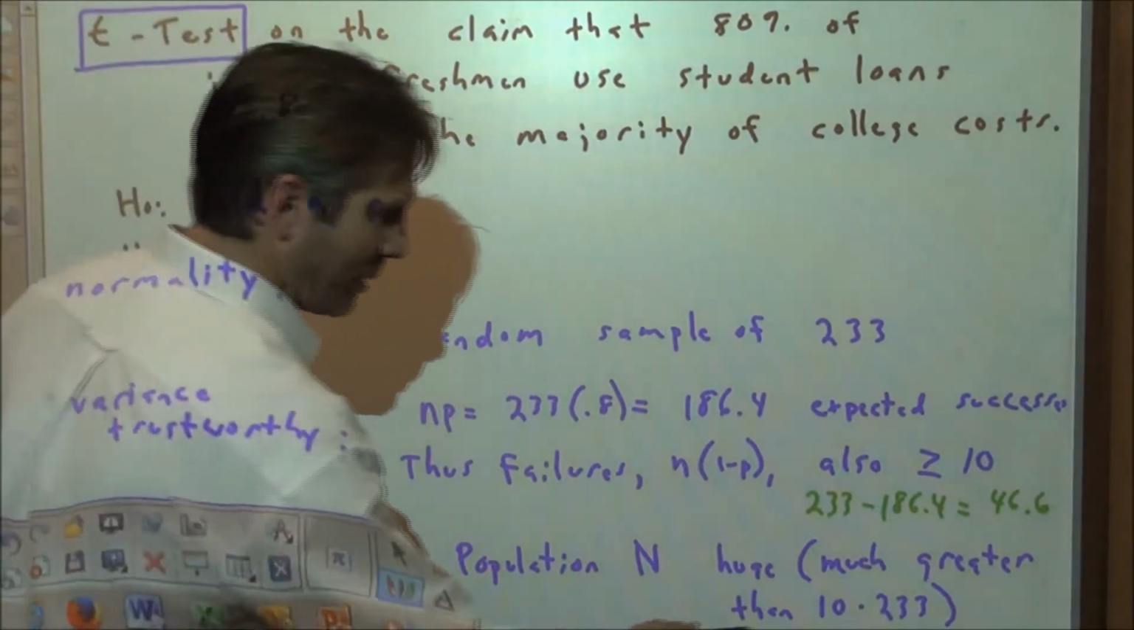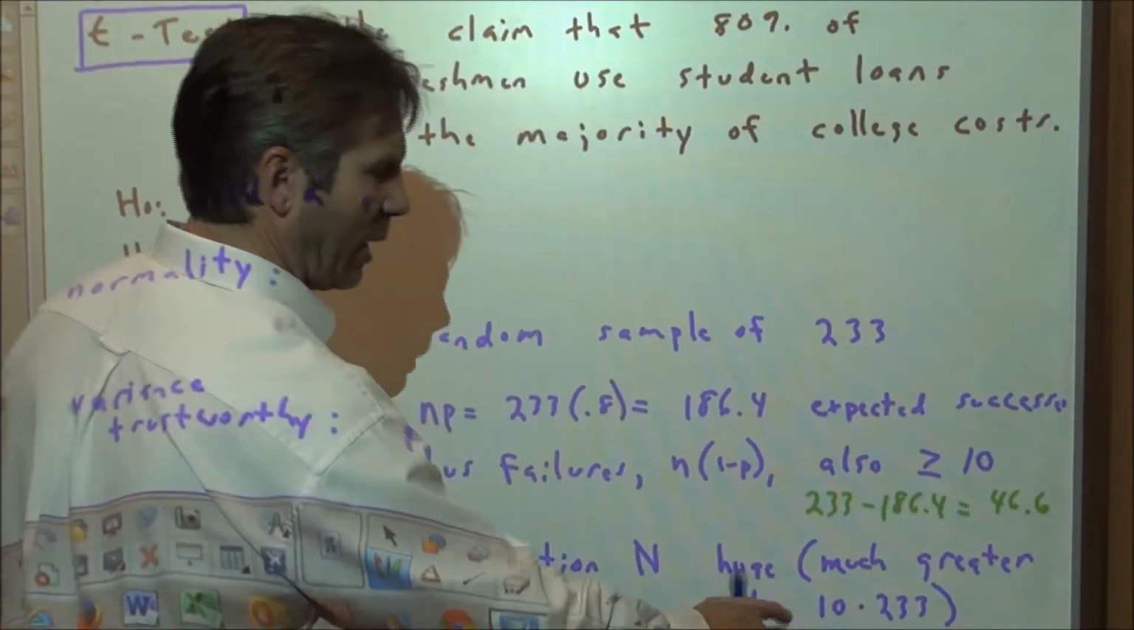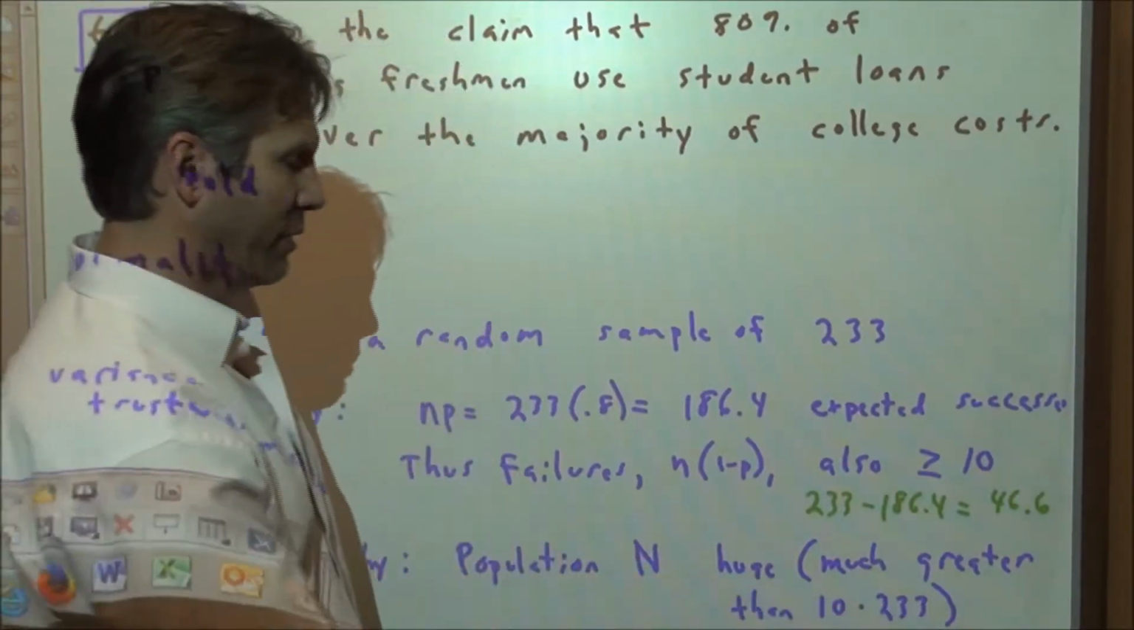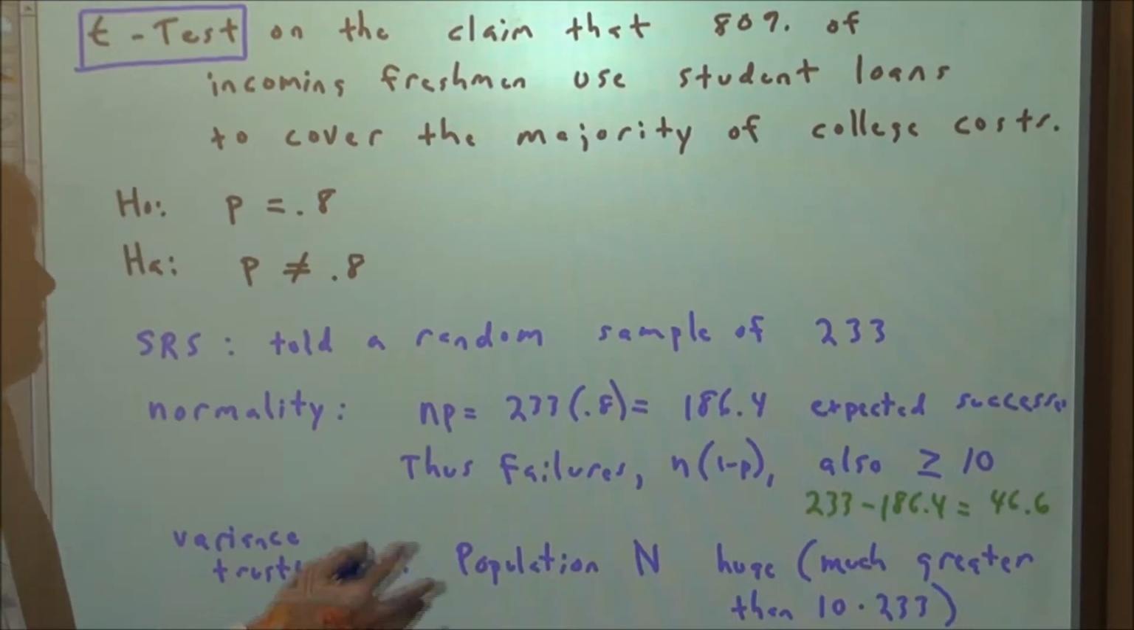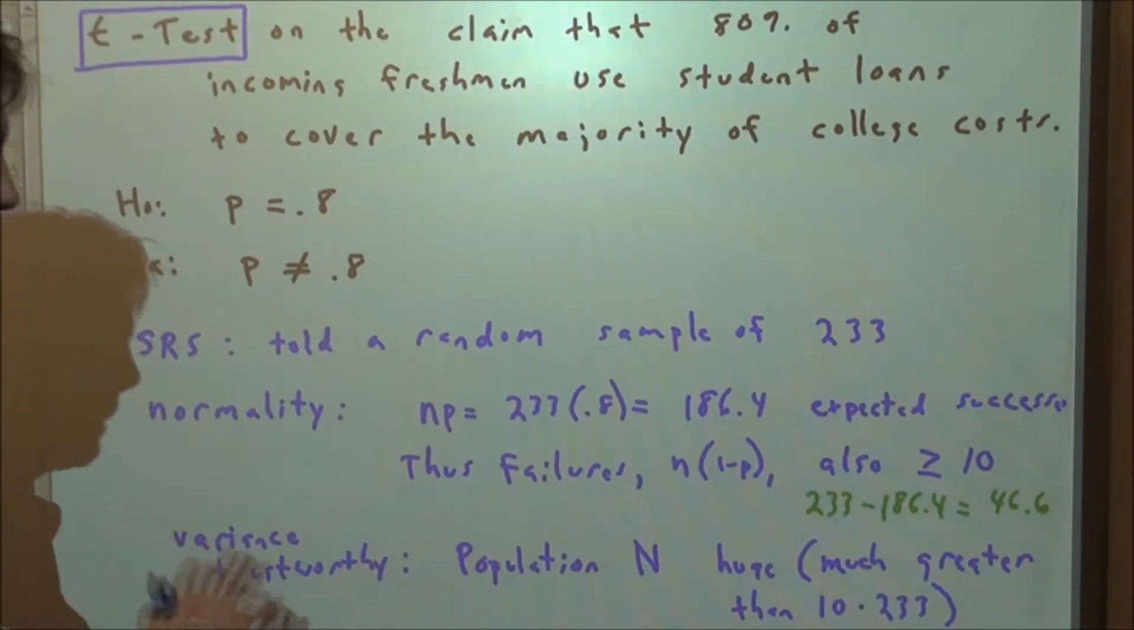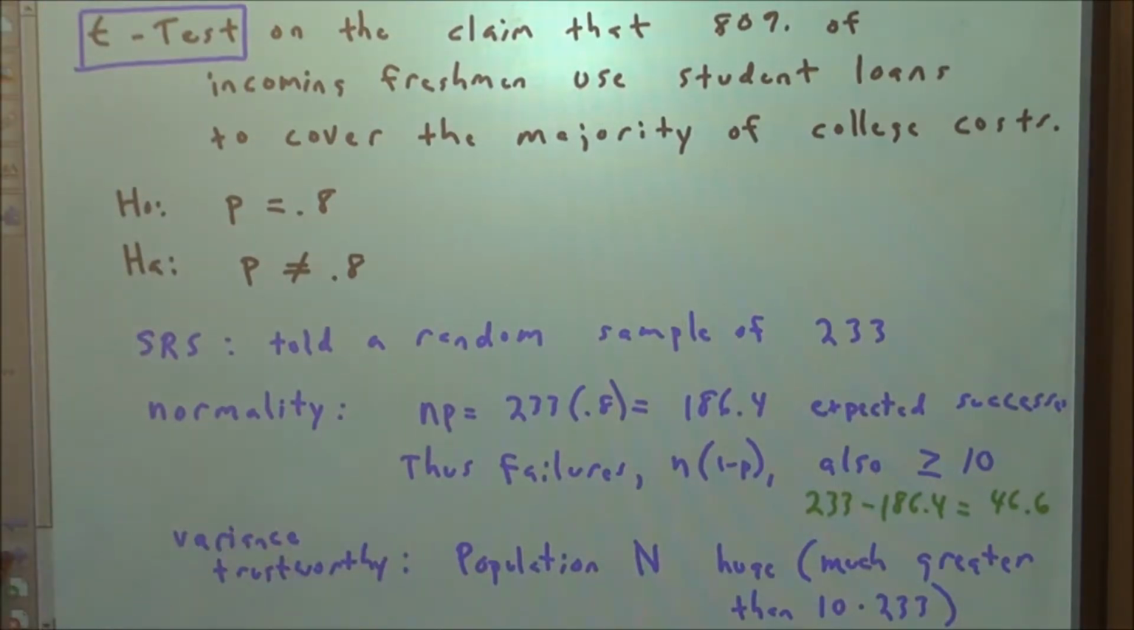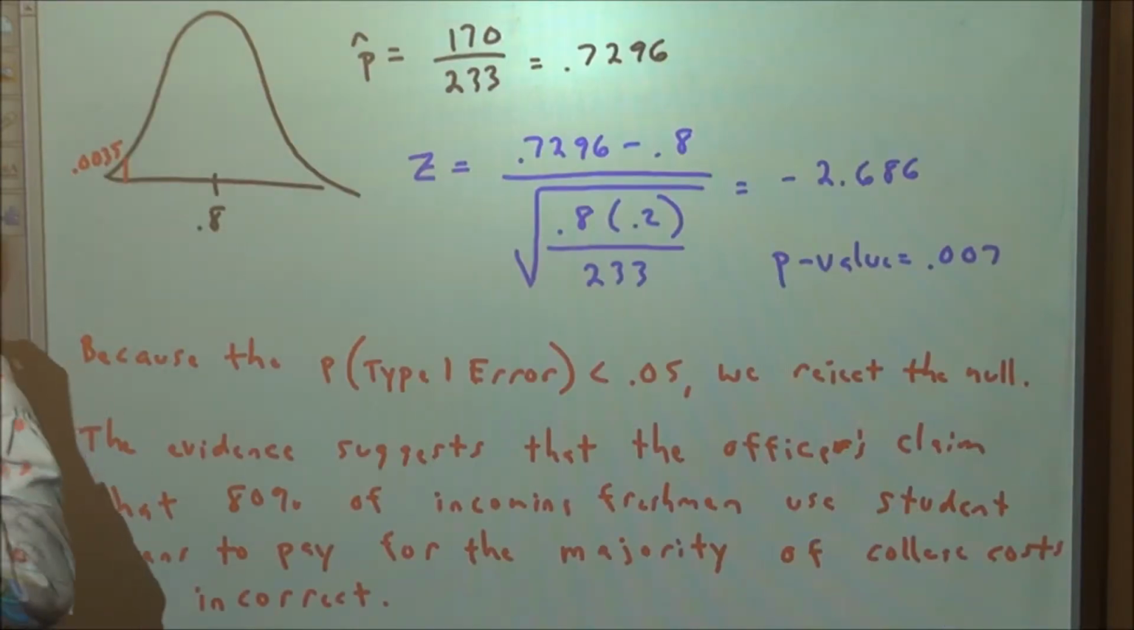So just multiply the sample size by 10. As long as your population's at least 2,330, you're good to go. And certainly incoming freshmen in the US, there's millions of them, so a lot more than that. So we're okay with the assumptions. Then we go to show the work.